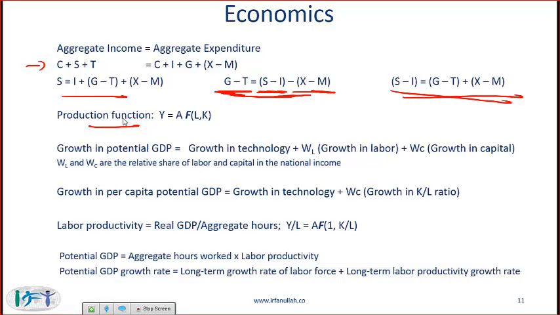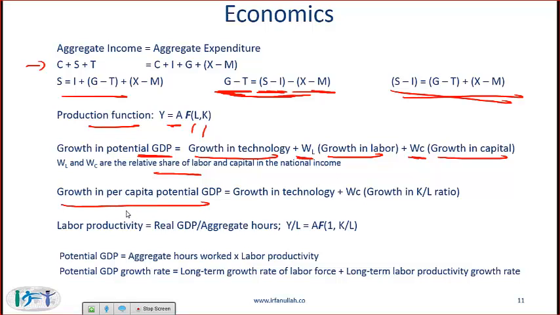Production function is a measure of the total output of an economy. It depends on the technology and on factors of production. Simplistically, we often take 2 factors, labor and capital, but obviously there can be many more factors. The growth in potential GDP, which is the productive capacity of an economy, depends on the growth in technology. It depends on WL times growth in labor plus WC times growth in capital. The WL and WC are the relative shares of labor and capital in the national income.